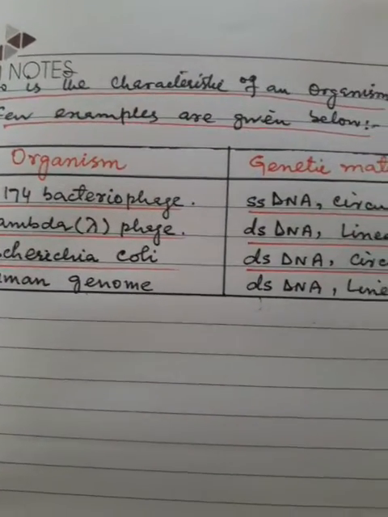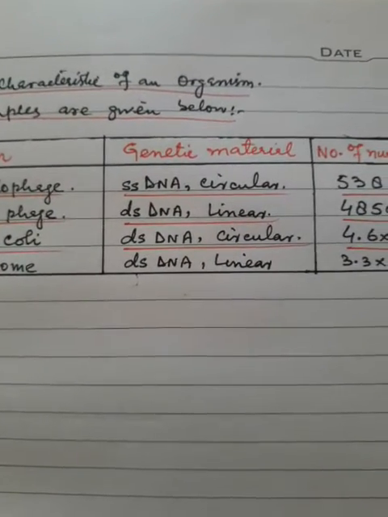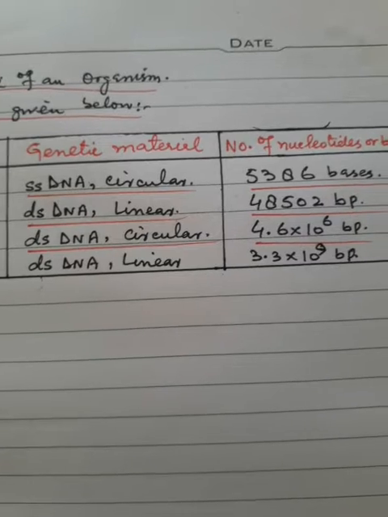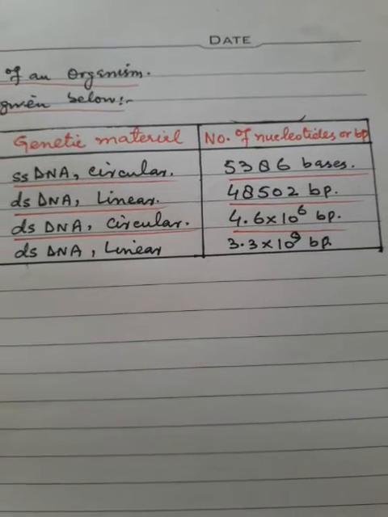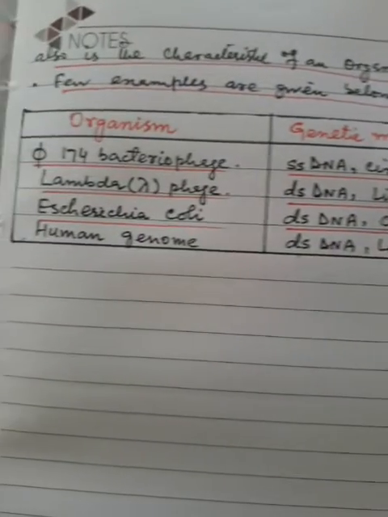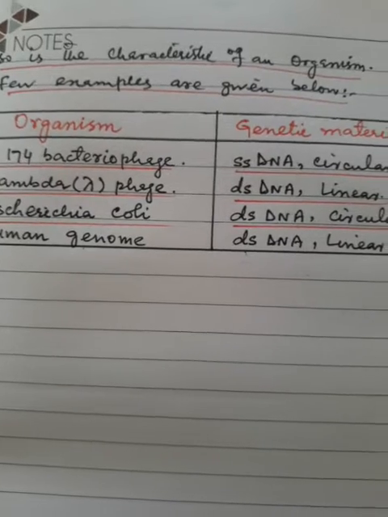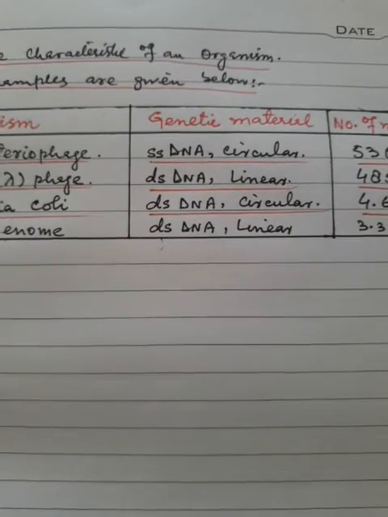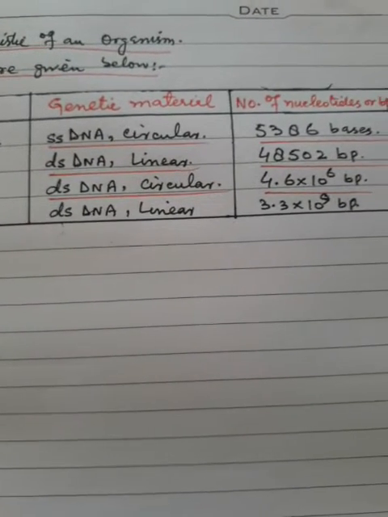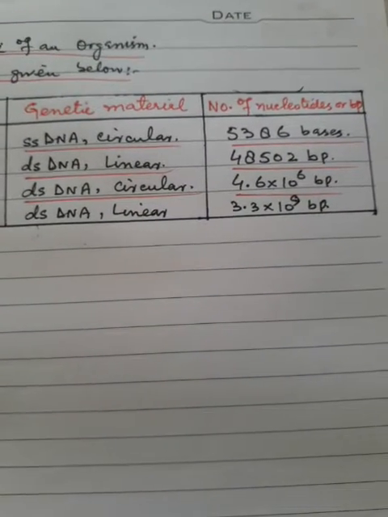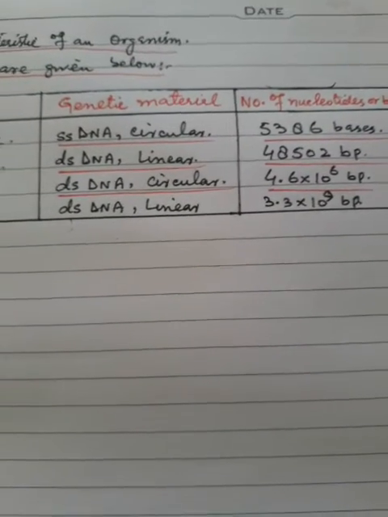Phi X 174 bacteriophage, genetic material single strand DNA circular, number of nucleotides 5386 bases. Lambda phage is the organism, genetic material is double strand, that is DS DNA linear, and number of nucleotides are 48,502 base pairs.